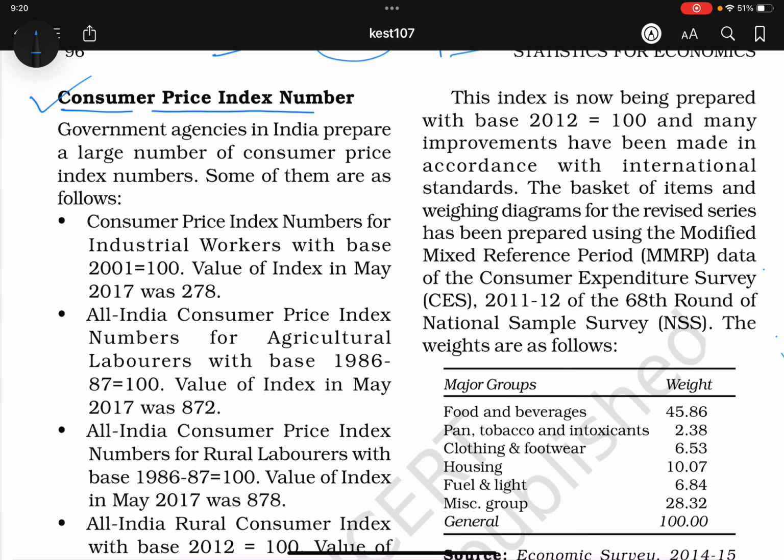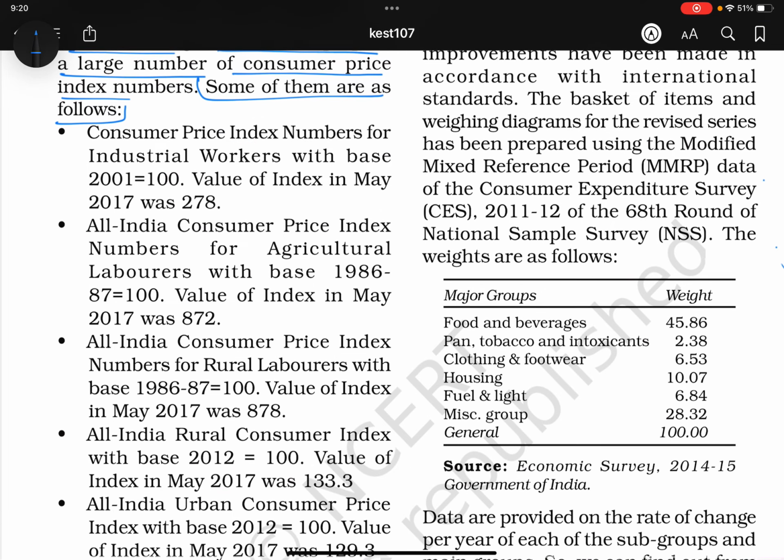यहाँ तक कर लिया था कंज्यूमर प्राइस इंडेक्स नंबर। Government agencies in India prepare a large number of Consumer Price Index numbers. Some of them are as follows. Consumer Price Index numbers for industrial workers with base 2001 is equal to 100. Value of index in May 2017 was 278.